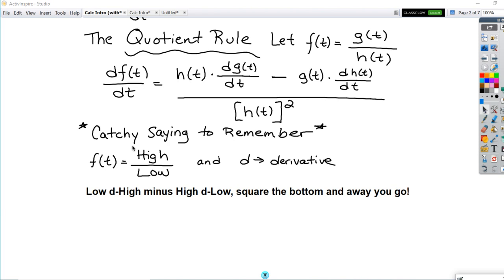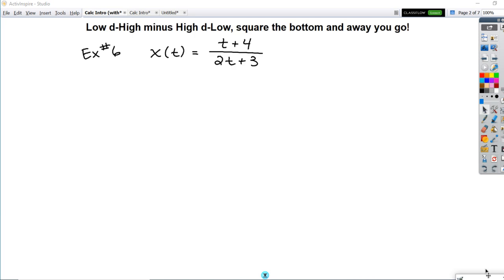So the low function here is h. D high is the derivative of the top function, g, minus the top function times the derivative of the low function. And then you square the bottom. Low d high minus high d low, square the bottom, and away you go. Hopefully that will help to keep some of the terms straight.